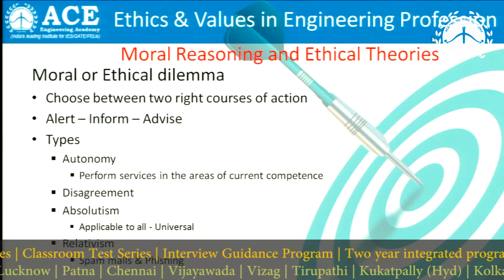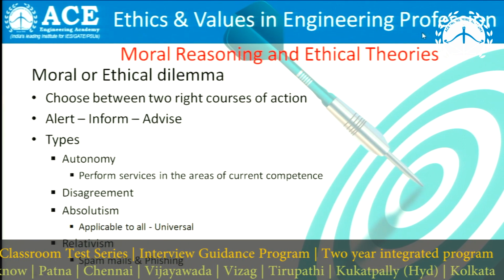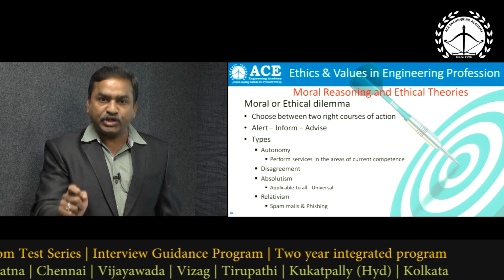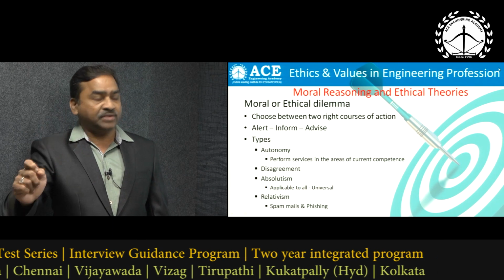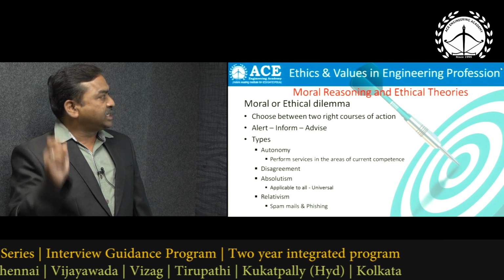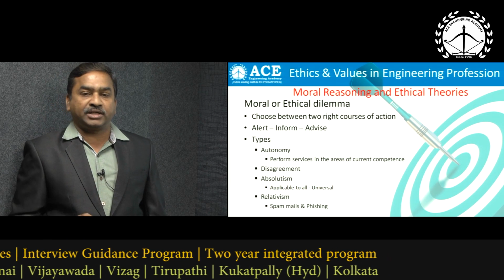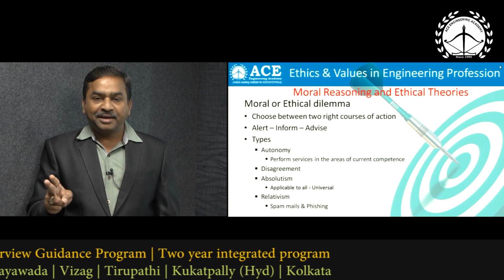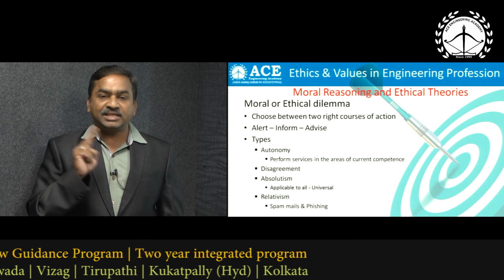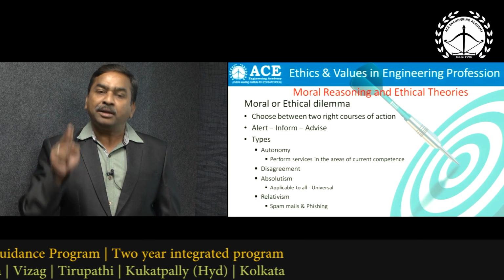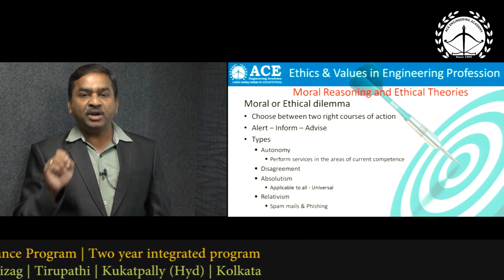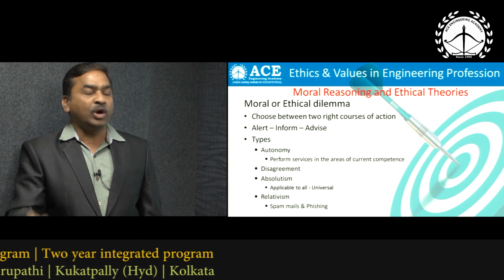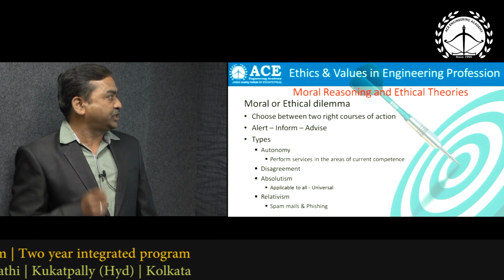Now, one important component is dilemma. Ethical theories help us in facing dilemma with confidence and take an appropriate decision, a clear decision which is in the interest of the society. As you can see, the point is to choose between two right courses of action. Dilemma is not about one good and one bad. Both could be good, both could be bad. In the first case, which good do you take? In the second case, which is the least damaging bad, that decision is more important. The principle for taking these decisions is: be alert, inform all the stakeholders, and advise an appropriate decision.